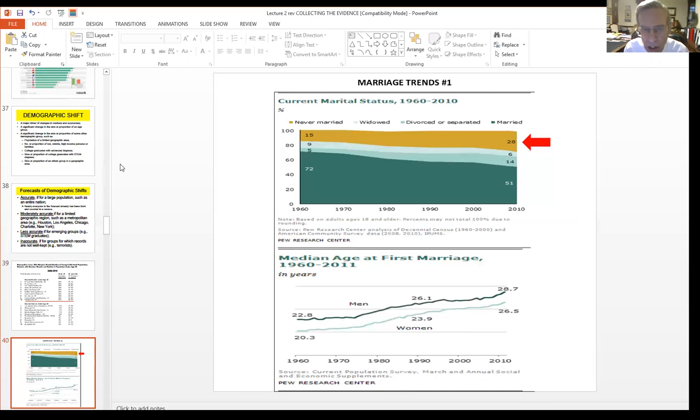In 1960, it was 15%. By 2010, that's 8 years ago, it was 28. It had almost doubled. By today, it's over 30. What portion was married? That's the dark green shaded area at the bottom, from 72% to 51%. And the others were divorced or separated or widowed.